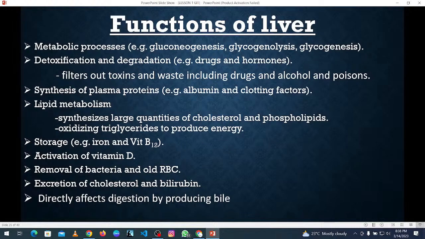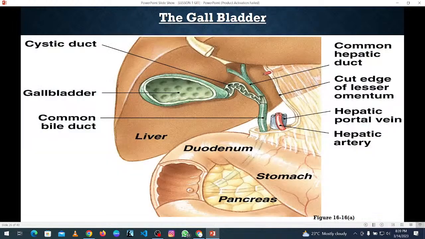So excretion of cholesterol and bilirubin. Bilirubin mostly gives color to our feces. It directly affects digestion by producing bile, that is in the bile duct. Bile, and we saw what bile is used for.